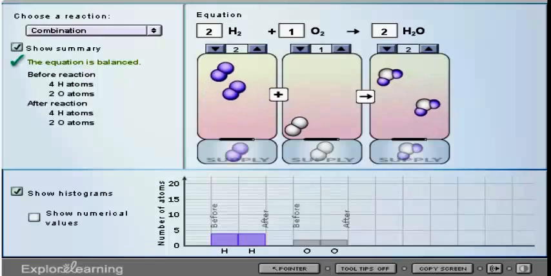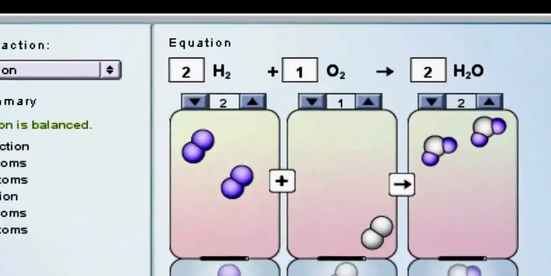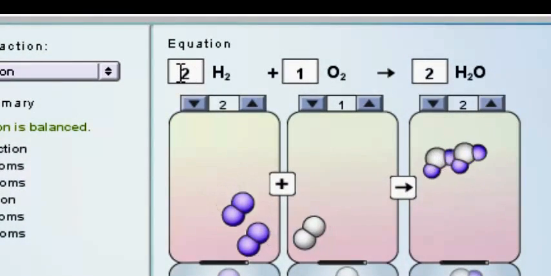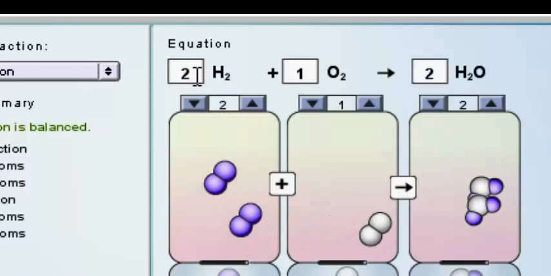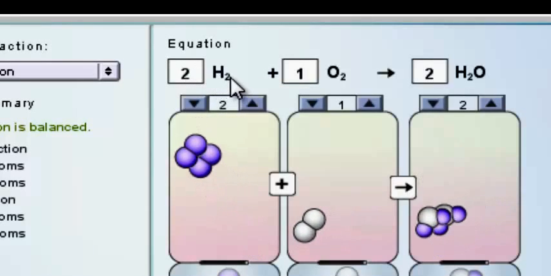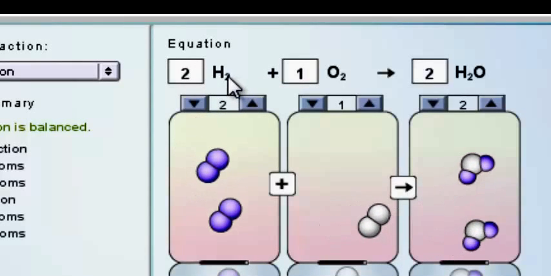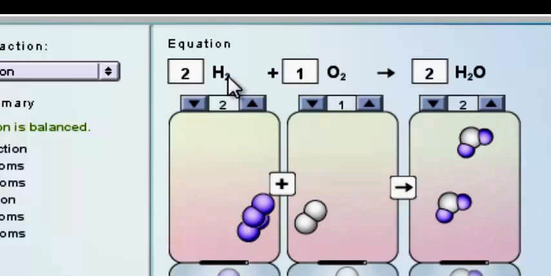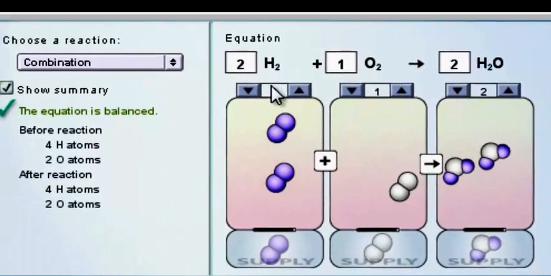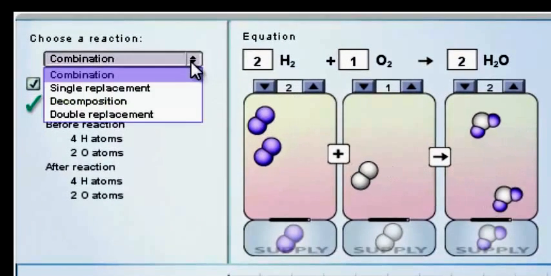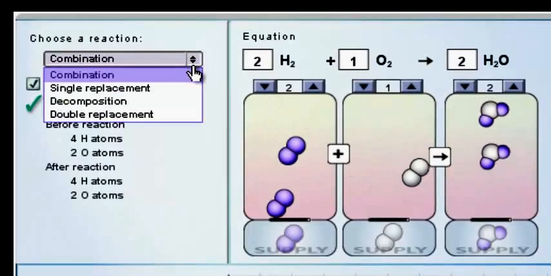Note that when you try to balance chemical equations, the number in front of the formula unit is changed instead of the subscript. You should now practice by selecting another type of reaction and try to balance it.